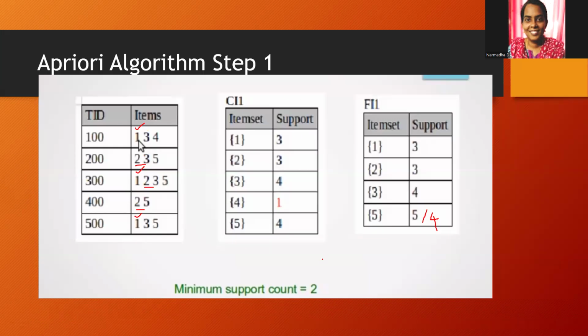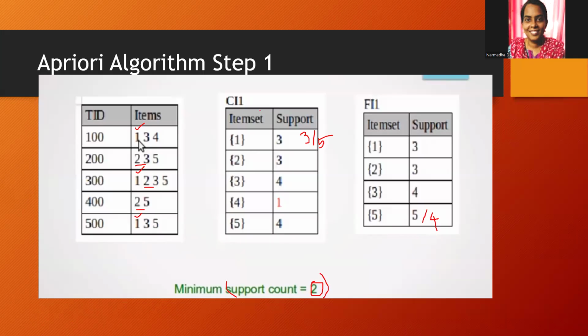Sometimes if they ask you for percentage, this should be represented as 3 divided by the total number of transactions. How many transactions are there? There are 5 transactions. Now we are given the input as minimum support count, and the value is 2. So all those item sets whose support is greater than or equal to the minimum support should be part of the frequent 1 item set.